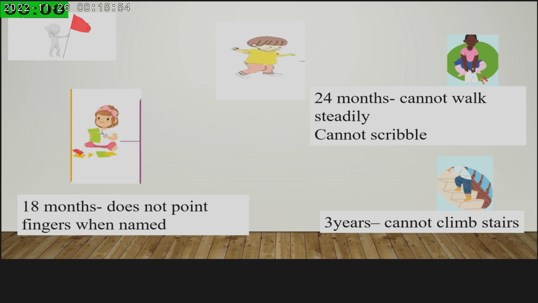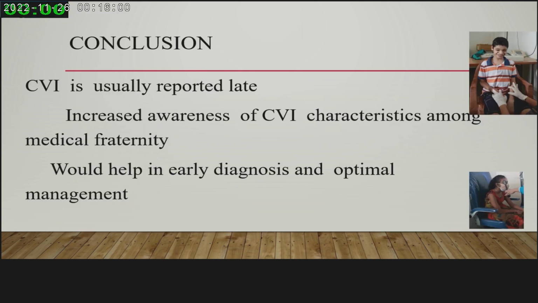So with these things, I would like to conclude by saying most of the cases of cerebral visual impairment are reported very late like this. But if there is increased awareness of CVI characteristics among the general medical fraternity, general ophthalmologists, and also preferably pediatricians, you can pick them early and you can offer optimal management.